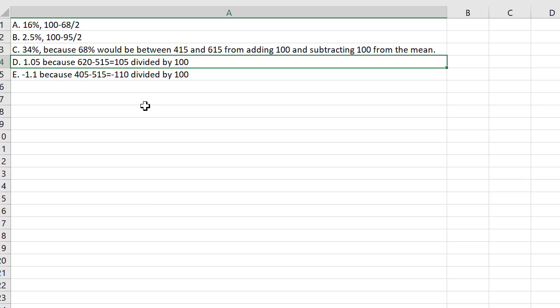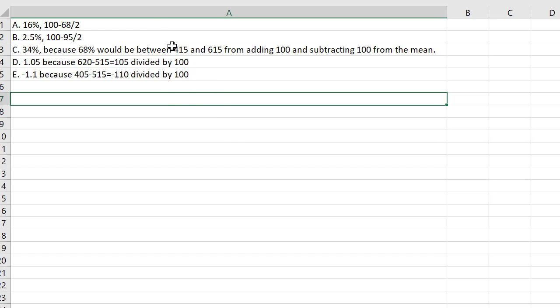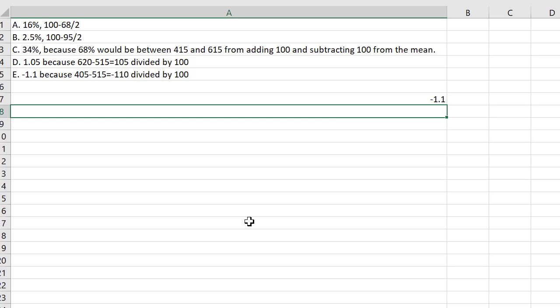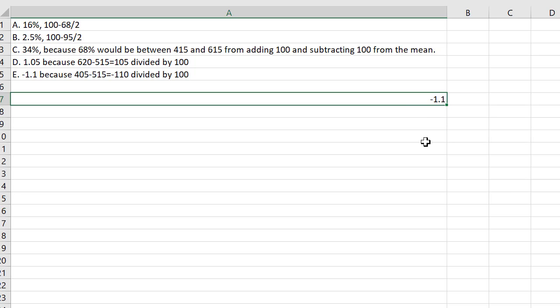So it's asking for what's the z-score for 620. We know it equals 620 minus the mean, which is 515, divided by the standard deviation, and we get a z-score of 1.05. If we want to change that for 405, you would do the same thing except replace the 620 with 405, and you get a z-score of minus 1.1.